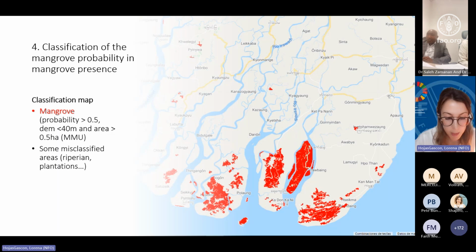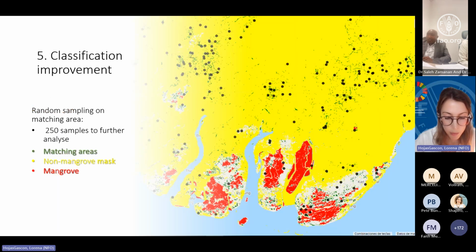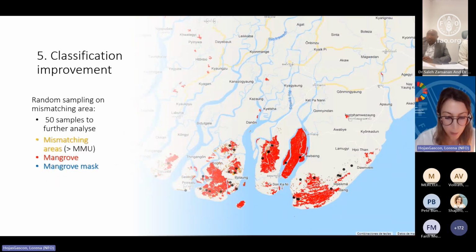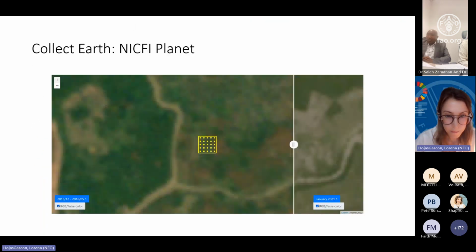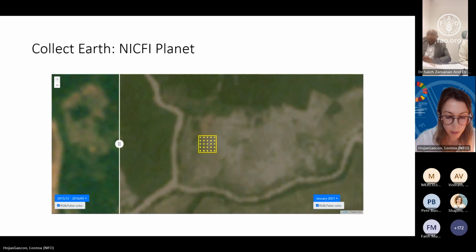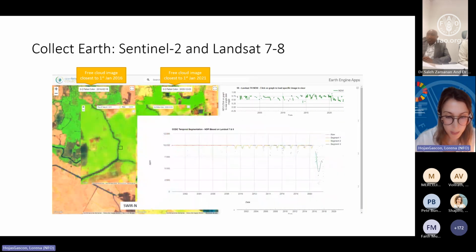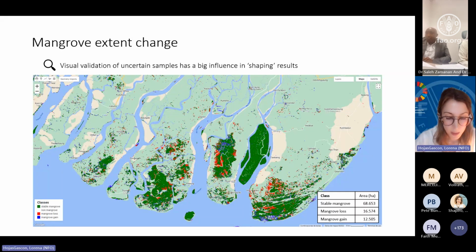Then we improved the classification, collecting additional training data over uncertain areas, both possible overestimations and underestimations, by national experts in Collector through visual interpretation of very high resolution imagery, including Planet data, and time series of vegetation indices. We checked that visual validation of these uncertain areas had a big impact in shaping the result.